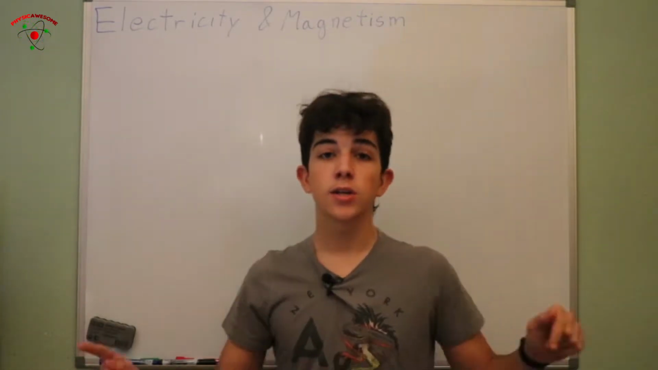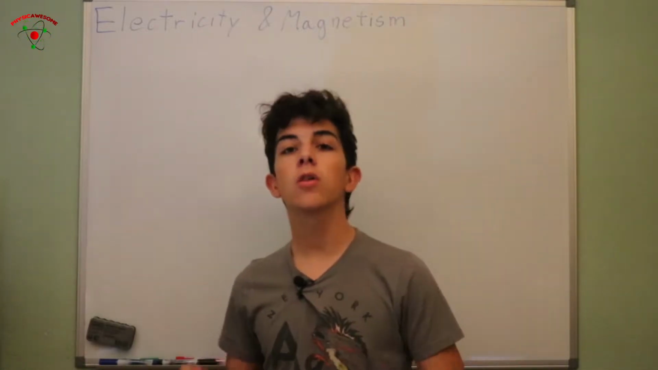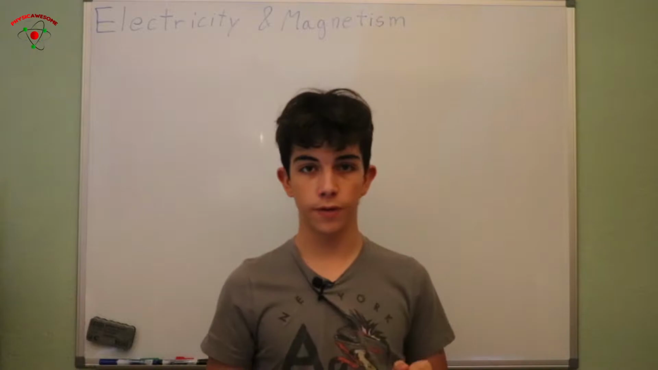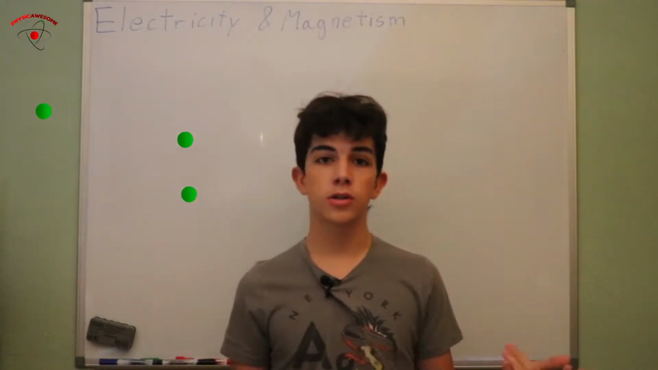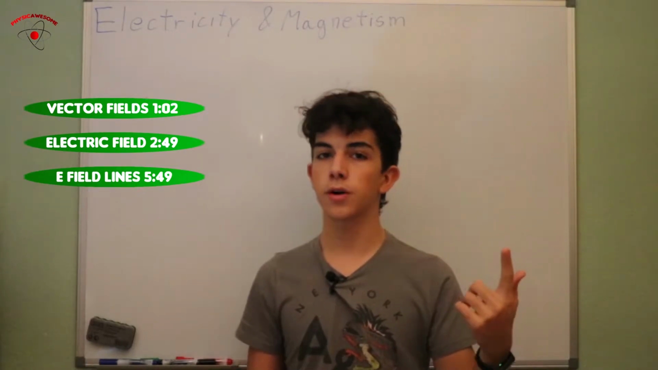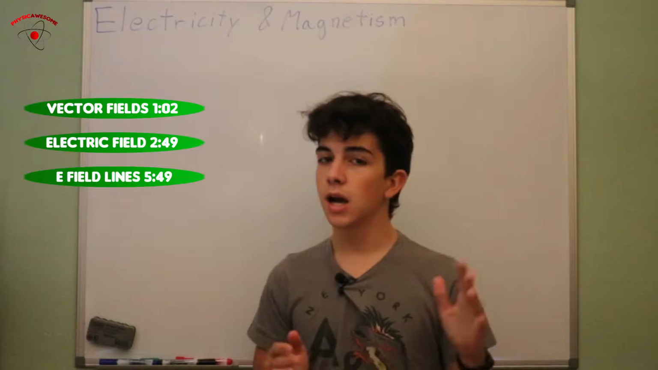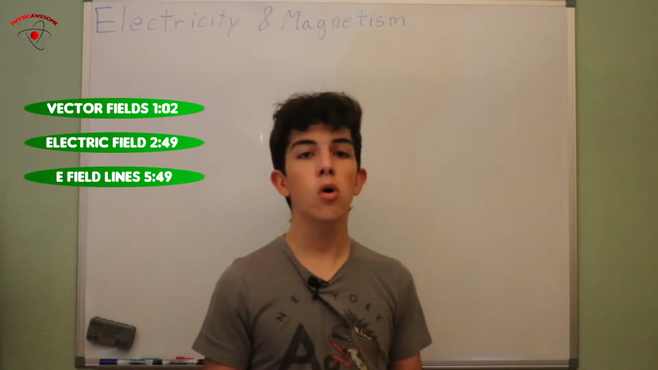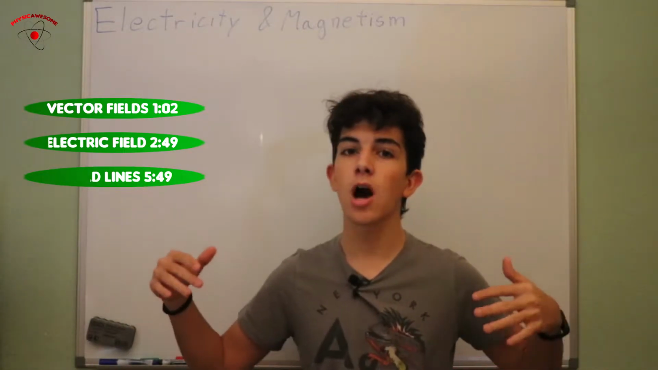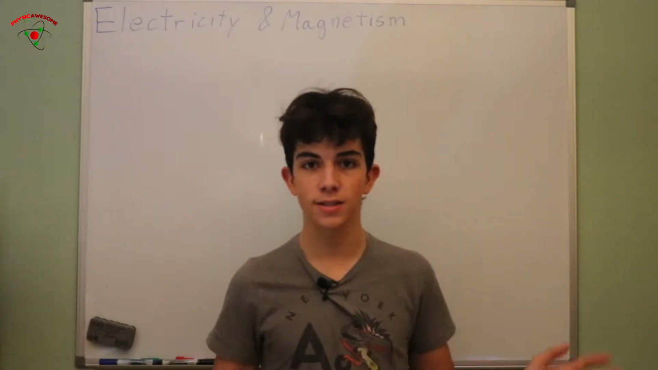Today we will understand electric field. First of all, we will introduce vector fields, then we will understand by the principle of superposition how the electric field of one particle is and how multiple particles' electric field is, and finally we will draw an intuitive picture about how electric field lines go. So let's start!